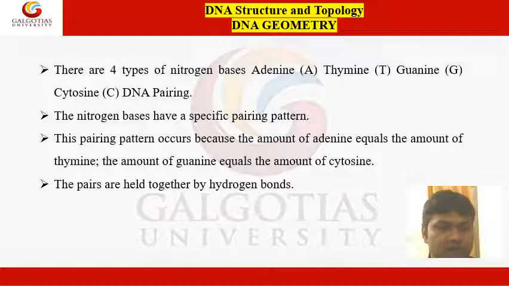This pairing pattern occurs because the amount of adenine equals the amount of thymine, and the amount of guanine is equal to the amount of cytosine. The pairs are held together by hydrogen bonds.